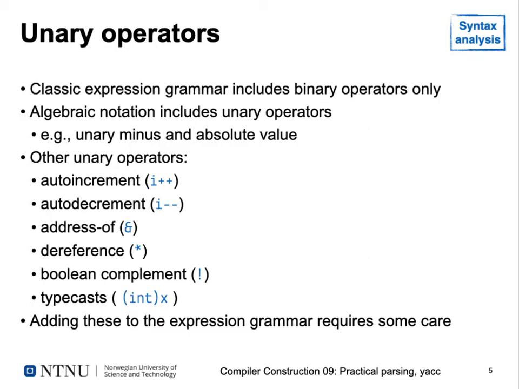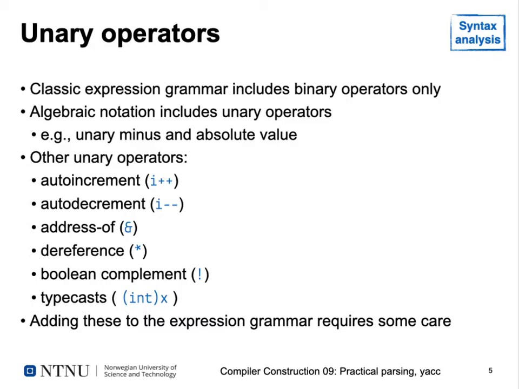So another problem when building grammars for real programming languages are unary operators. So we've seen several different examples for a classic expression grammar, and for the sake of simplicity, we have only included binary operators in most cases so far. But of course, algebraic notation also includes unary operators, like a unary minus operator, or an operator that returns the absolute value of a given variable or number.